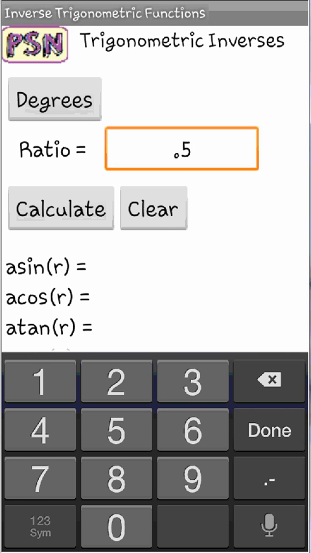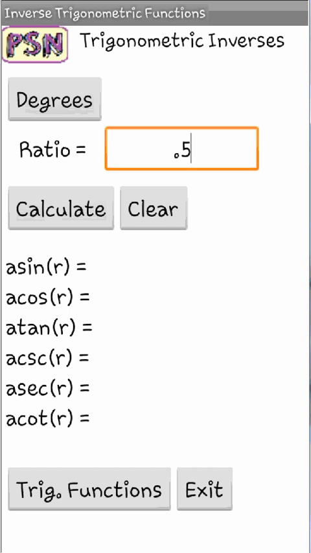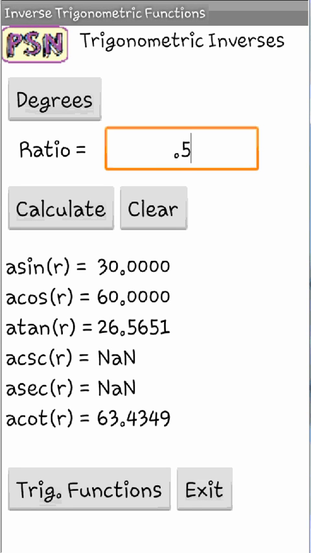If you're familiar with your trigonometry, this should be a typical trig problem where we need to find the angle measure, and of course the sine of 30 degrees is 0.5, the cosine of 60 degrees is 0.5, etc. You'll notice we have some error messages here down in our cosecant and secant graph, and of course we know that the ratios returned from cosecant and secant have to be 1 and above, or -1 and below.